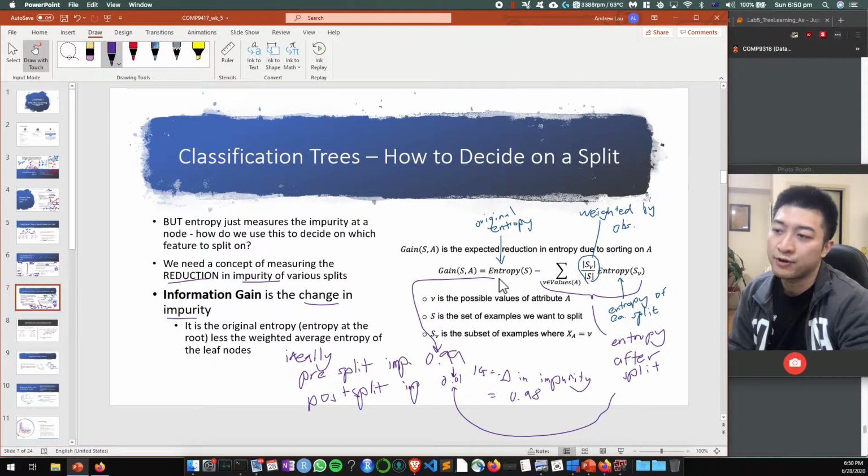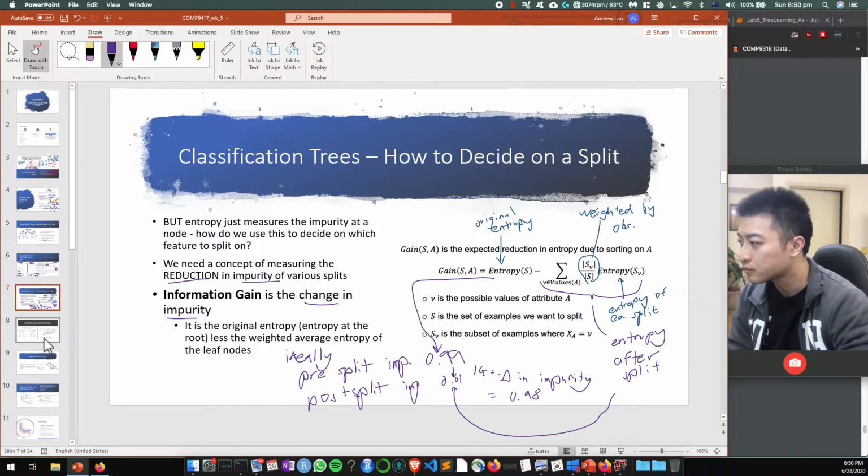You take the original entropy, then you subtract, and then you look at the weighted average. You have 2 splits, and maybe one of the splits has 40% of the observations. Let's say it's 40 out of 100 observations. Then you give it a weight of 40%. The other split has a weight of 60 out of 100, or 60%, and then you weight that entropy by 60%, right?